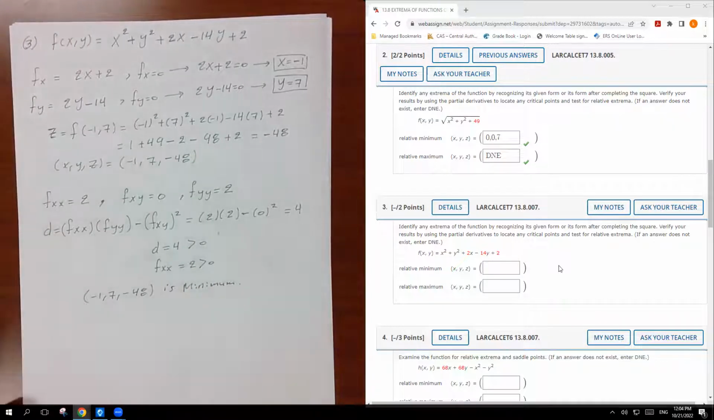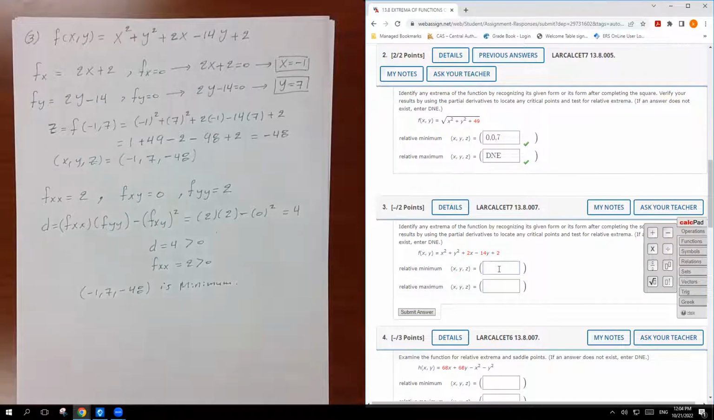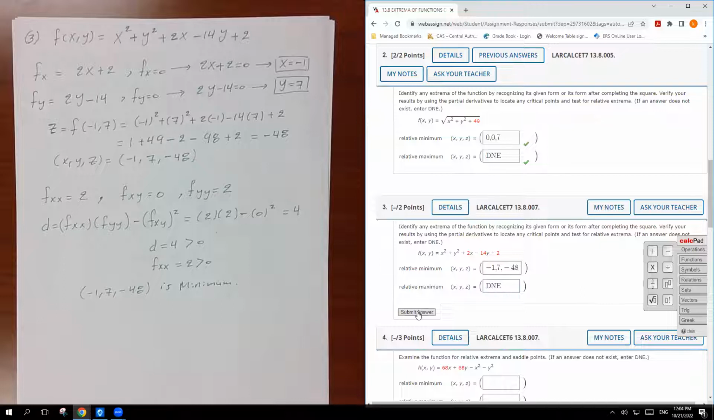So also with this example we got an extrema minimum. So we're going to type here negative 1, comma, 7, comma, negative 48. And here we're going to say D and E.